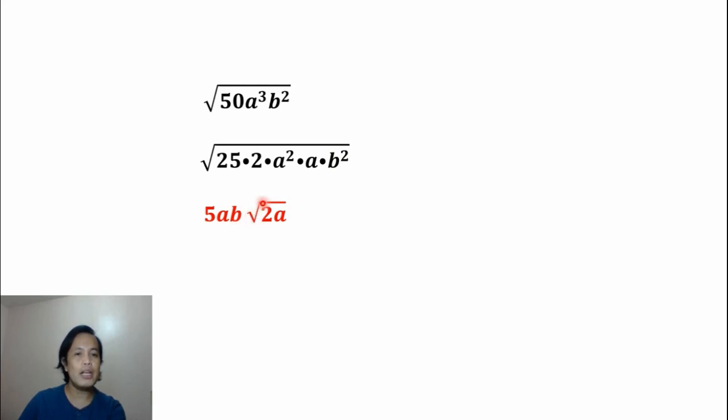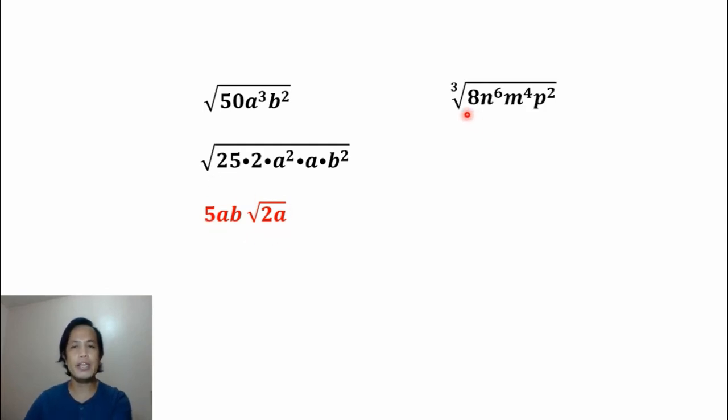So what shall remain inside the radical is the square root of 2a, because 2a is not a perfect square. So our simplified form for this expression shall be 5ab times the square root of 2a. So this is our final answer.